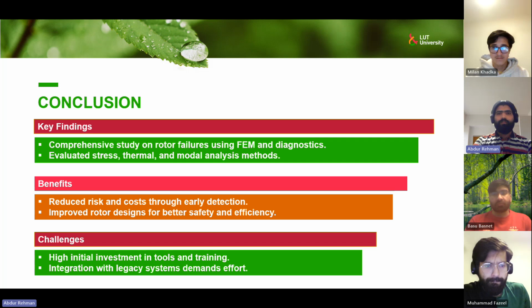The conclusion to this study highlights the comprehensive approach taken to analyze high-speed rotor failures using advanced methods like finite element methods and diagnostic tools. We focused on evaluating stress concentration, thermal effects, and modal analysis to gain a deeper understanding of underlying failure mechanisms. Then it comes to the benefits we got from this study. First one is early detection of faults. By leveraging techniques such as vibration analysis and acoustic emission monitoring, faults can be detected at an early stage, minimizing downtime and catastrophic failures.